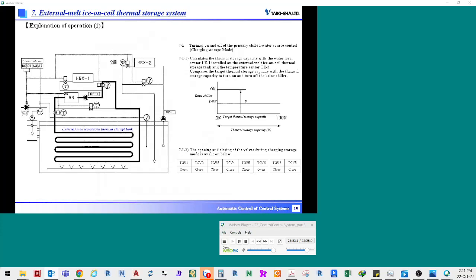The turning on and off of the brine chiller is controlled based on excess and efficiency obtained from comparison of the thermal storage capacity of the ice thermal storage tank and the target thermal storage capacity for the corresponding time of day. The thermal storage capacity is determined by calculating the temperature detected by the temperature sensor TE3 in the ice thermal storage tank and the water level detected by the water level sensor LE1.